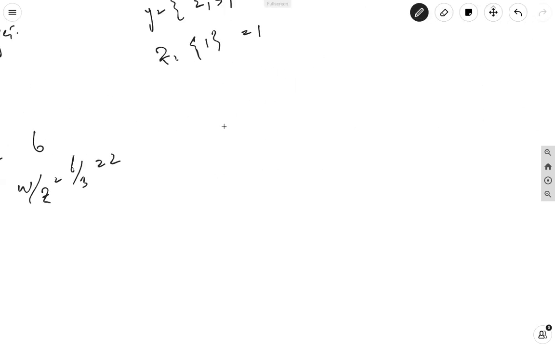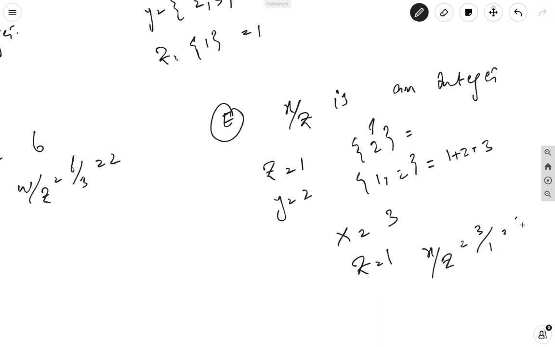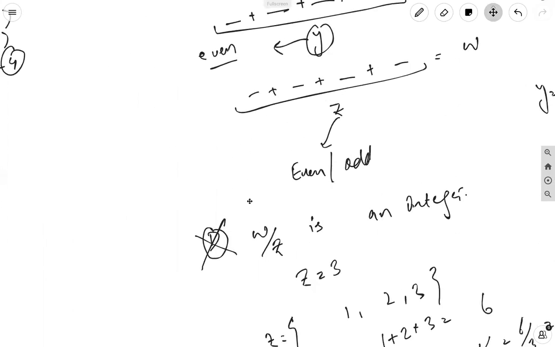Now let's move to the E. E was that X over Z is an integer. Please mute yourself. Okay. If I consider Z as 1, Y will be 2, right? And if I consider this as 1 and 2, so x will be equal to 1 plus 2, 3, this is x. So x over z, x is 3 and z is 1, so x over z is also an integer, right? Yes. You can also ignore this. Yes. Now just move to the C part. The C part was saying that x over y is an integer.